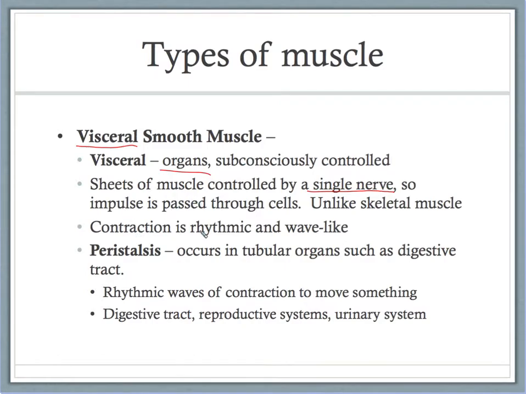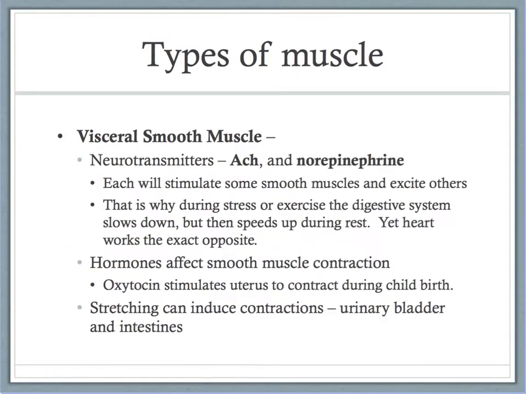The contractions are rhythmic and wave-like, which we'll talk about next semester when we talk about the digestive system. It is this term called peristalsis. So peristalsis is your wave-like contraction that helps food pass through the body. So the rhythmic contraction of waves allows things to pass through, and that's where it's moved in the same direction. Your digestive tract, your reproductive system, your urinary system all utilize peristalsis to move materials through your body.